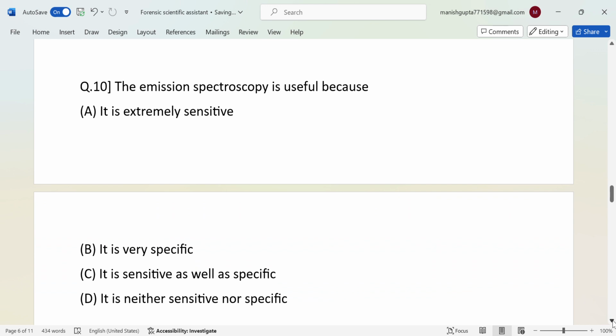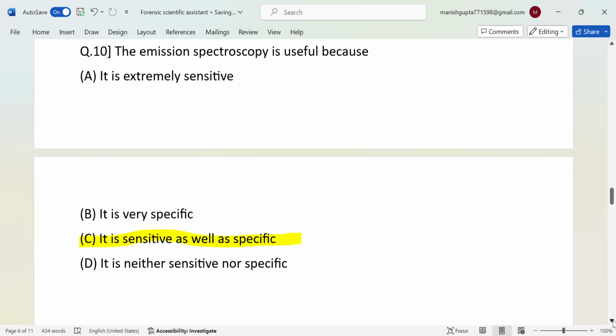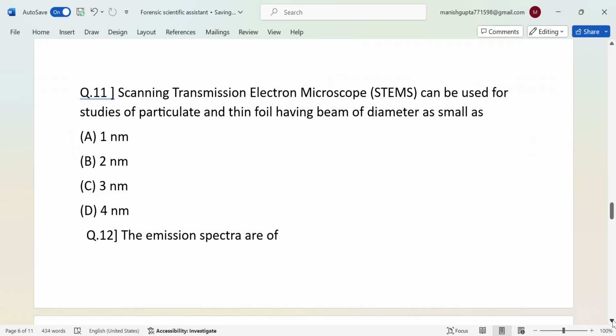Question number 10. Emission spectroscopy is used because option number A, it is extremely sensitive. Option B, it is very specific. Option C, it is sensitive as well as specific. Option number D, it is neither sensitive nor specific. Option number C is correct. It is specific and sensitive. Now we are going to see question number 11.